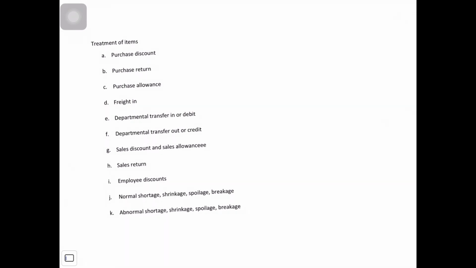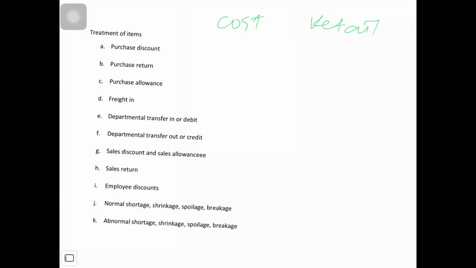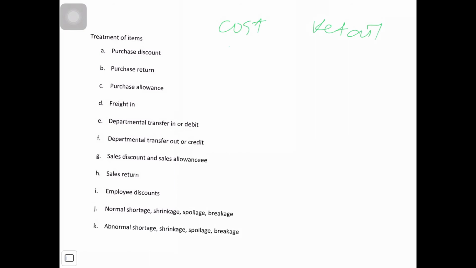Before having the example, let's also consider the treatment of these items. We have here at cost or at retail, right guys? You need the at-cost figure for getting the ratio of goods available at cost over goods available at selling price.